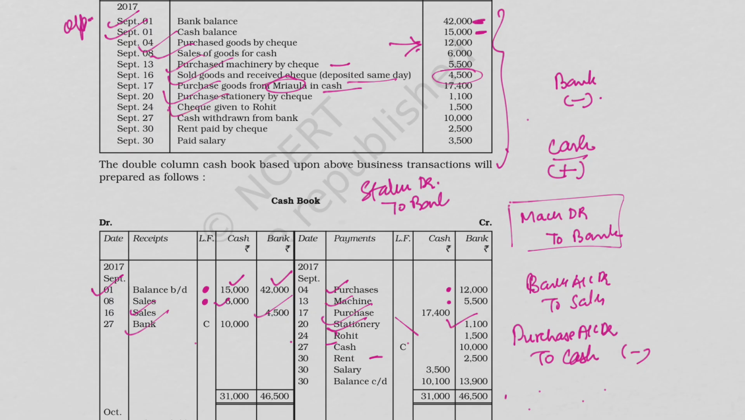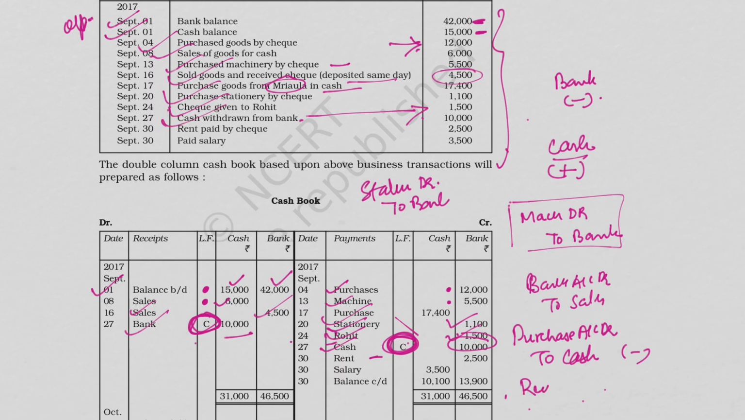Check given to Rohit, rupees 1,500. So when we are giving a check, our bank balance is reducing, so we'll write it here. Cash withdrawn from bank 10,000. So cash is basically reducing. This is a contra entry. Cash is reducing by 10,000 and bank balance is increasing. So this is a contra entry. Note this.